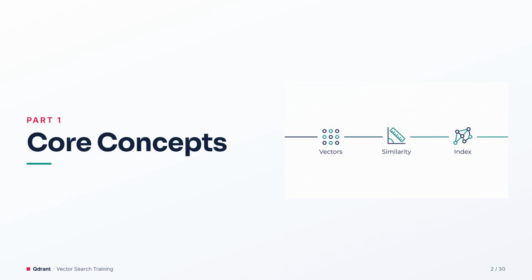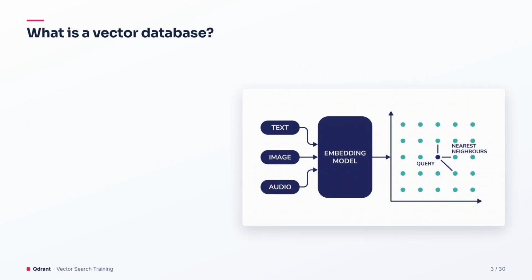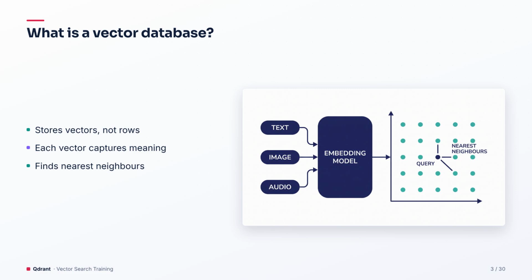What a vector database actually stores, and how it finds similar items so quickly. A vector database stores high-dimensional vectors instead of plain rows. Each vector is a numerical fingerprint that captures the meaning of a piece of text, an image, or audio. Instead of matching exact keywords, Qdrant finds the nearest neighbors in this vector space, the items whose meaning is closest to your query. That makes it the backbone of modern AI search and retrieval.